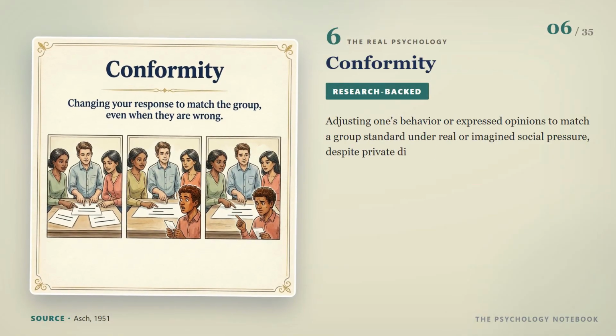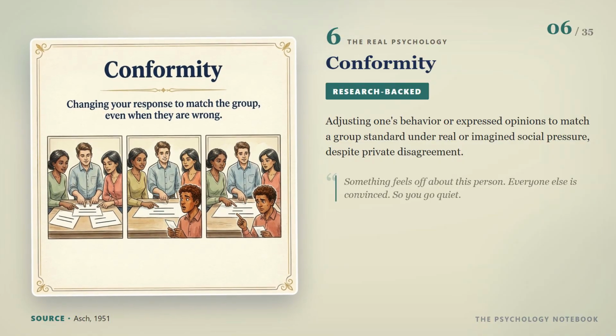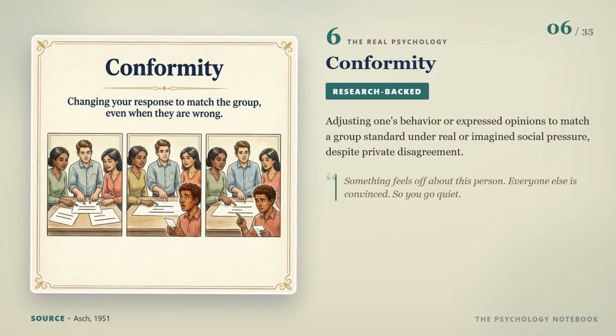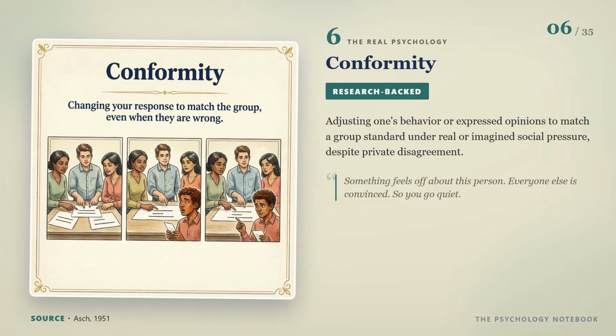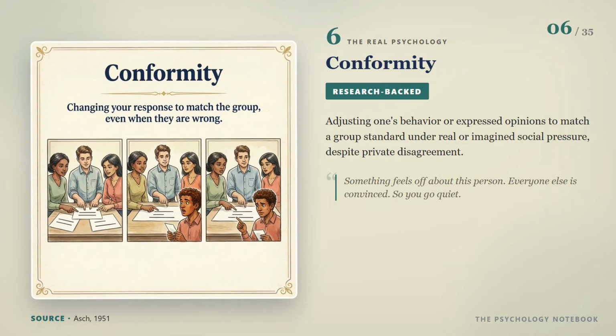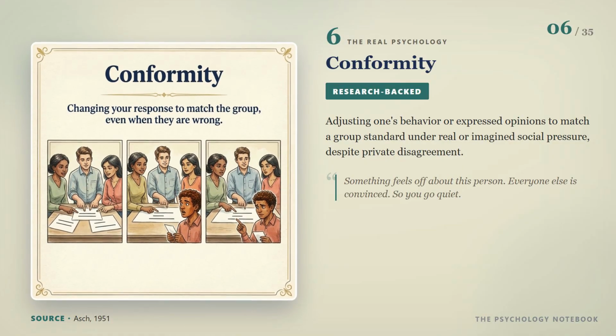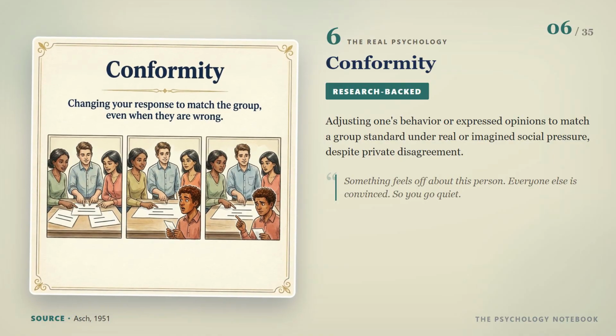Conformity is related, but this time the pressure comes from the group. It means changing what you say or do to match the people around you, even when you privately believe they are wrong. For example, everyone seems convinced that a certain person is wonderful. Something feels off to you, but no one else is saying it.